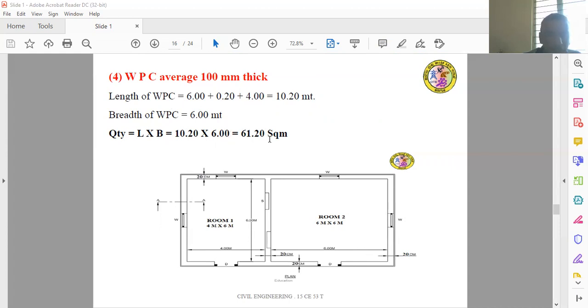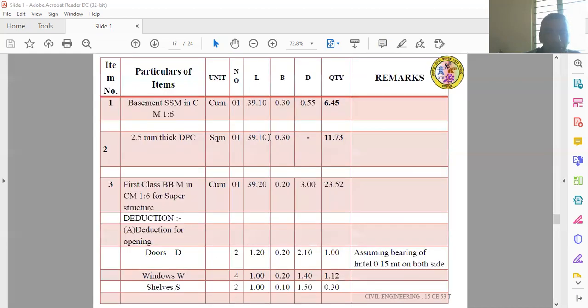After calculating all the four quantities, they can be transferred to this tabular column. This is very important. First is item number, particulars of item, unit, number, length, breadth, depth, quantity, and remarks. The first item is basement in size stone masonry in cement mortar 1:6. The unit is cubic meter. Then whatever quantity is already calculated is pasted here. You will get the quantity.